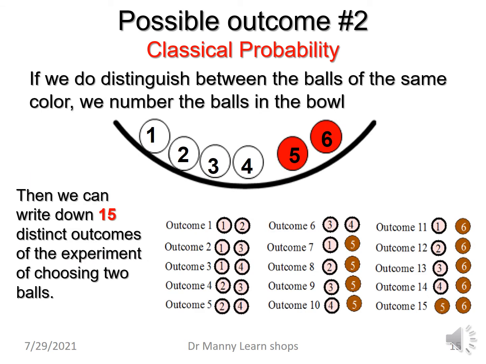Possibility 2. If we do distinguish between the balls of the same colour, we number the balls in the bowl. Then we can write down 15 distinct outcomes of the experiment of choosing the 2 balls.